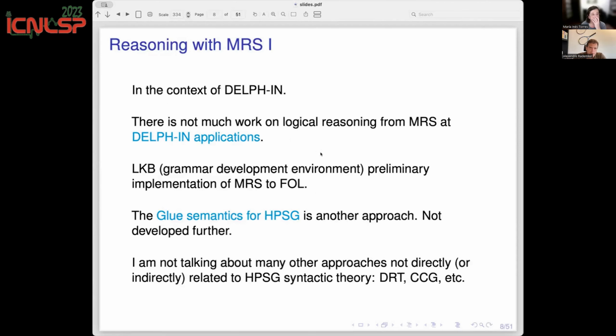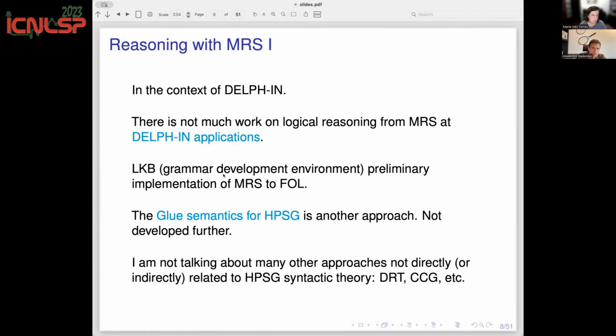So when we think about this idea of taking the MRS from the DELPH-IN community and trying to transform it into logical formulas, the interesting thing is that over the last years we didn't have much work on that. We have very few works that explore the idea. We don't even have a complete transformation from MRS to first order logic. There is an initial implementation presented in the grammar development environment called LKB, but it's not finished. There is also a paper about glue semantics for HPSG, but not developed further. It's just one single paper.